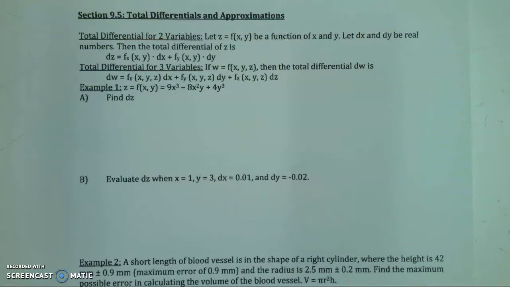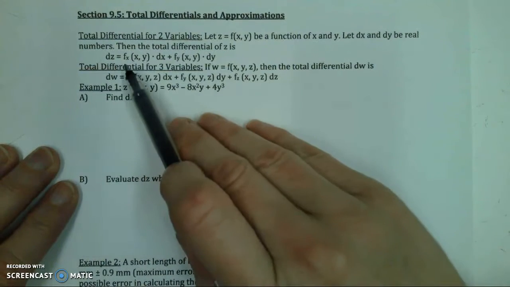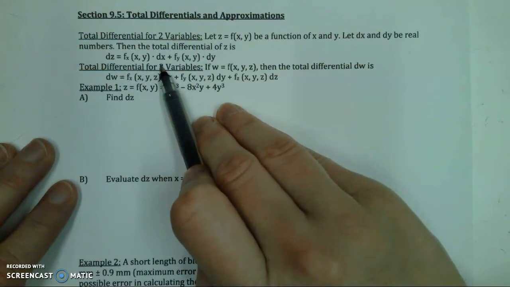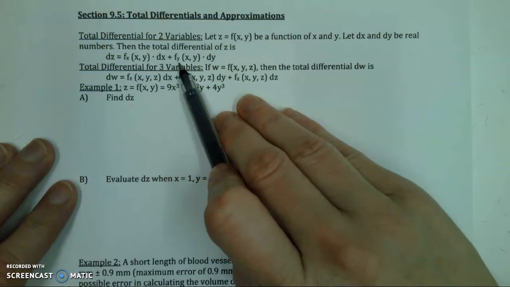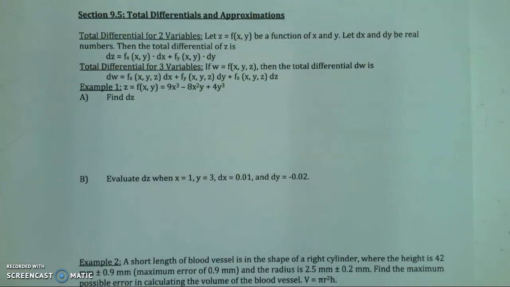In section 9.5, we're going to look at total differentials and then approximations. So let's start with a total differential. We can have either 2 or 3 variables. So our term here is we're going to use dz, and to find it, we're going to take the partial at x times dx, and then we're going to add the partial at y times dy.